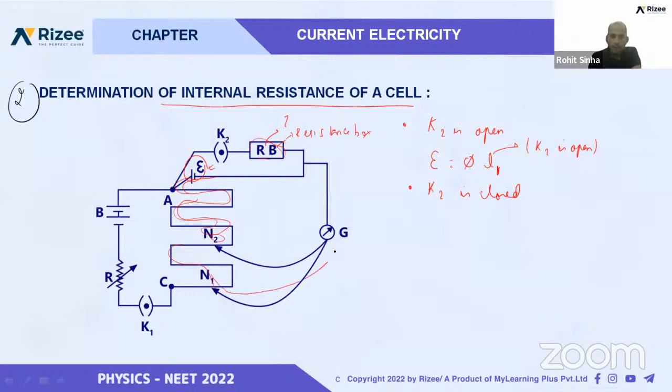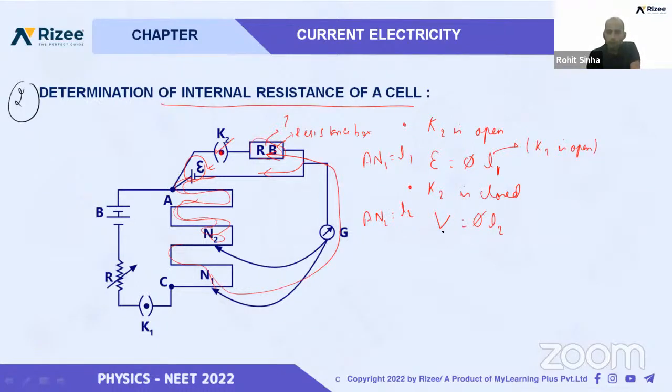Okay, what will happen? Current will flow through this resistance box also and through this cell also. So after closing this switch, we will get the potential difference, and we will say it as phi into L2. We have assumed AN1 is equal to L1, and we have assumed AN2 is equal to L2.